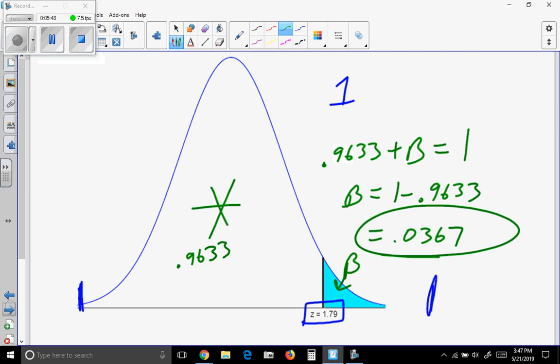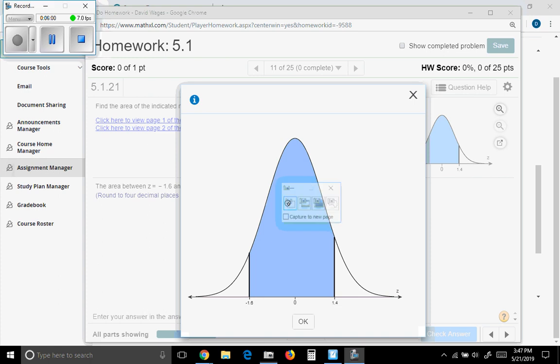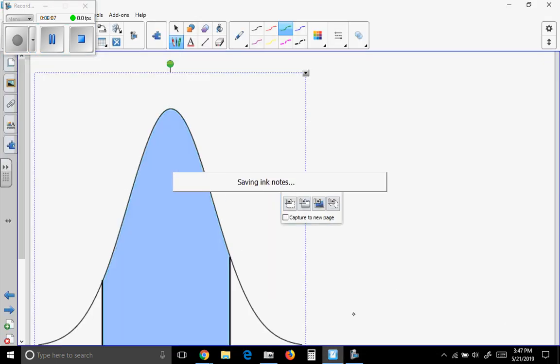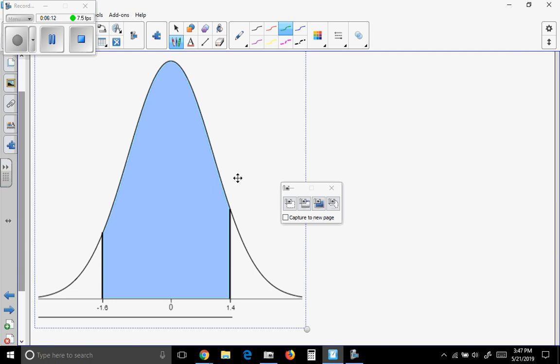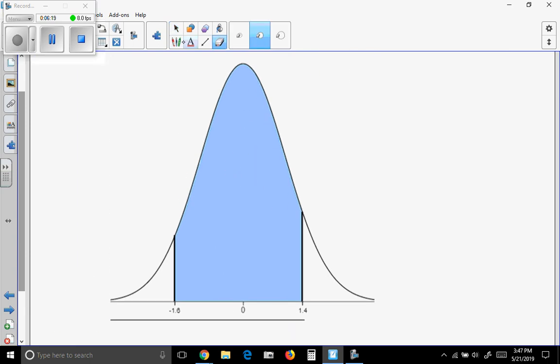So let's continue on. So we've done basically a left-handed region and a right-handed region. Now let's look at finding the area between two z-values. Let's look at finding the area between a z-value of negative 1.6 and a positive 1.4. So if we copy this over, all right, so we want to find this area.